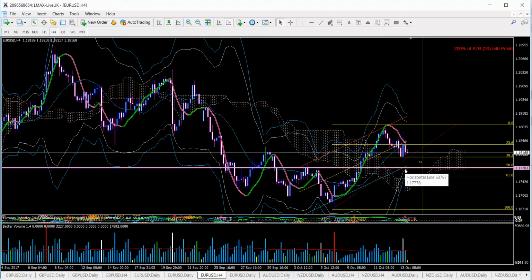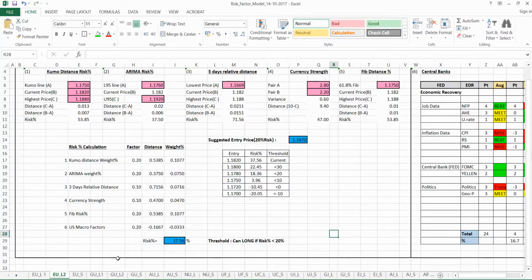So we'll look to long at around 1.1770 and average down all the way to 1.174. Let's look at the Excel spreadsheets to double confirm that with macro factors going in. Current price 1.182, we have about 37 risks. It's not worth taking the risk now to long, so we need to wait for such a slight retracement. We retraced 1.18, about 22%, 1.178, 18. So this is around the price level that we actually wanted to enter, 1.178 or 1.177 around this area.